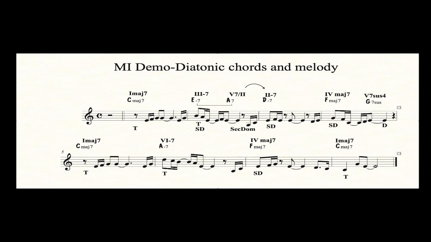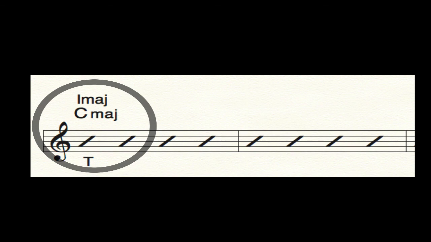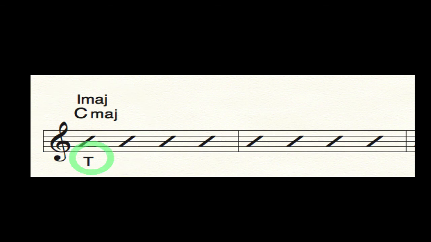We'll now adapt this progression by adding some modal interchange chords. One place to put a modal interchange chord could be the 1 major 7. 1 major 7 is a tonic chord function, so it feels stable, like home.